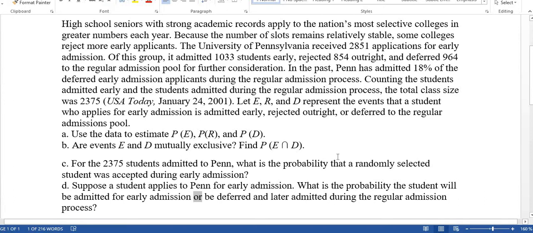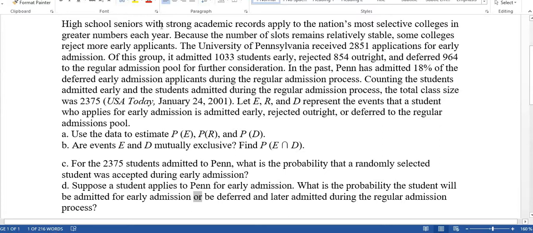Dear students, now we are going to see the application of the addition law, and then I think there is something about conditional probability and the multiplicative law of probability. For that we need to read the question first, and then we will discuss parts A, B, C and D. So I'm going to read it.